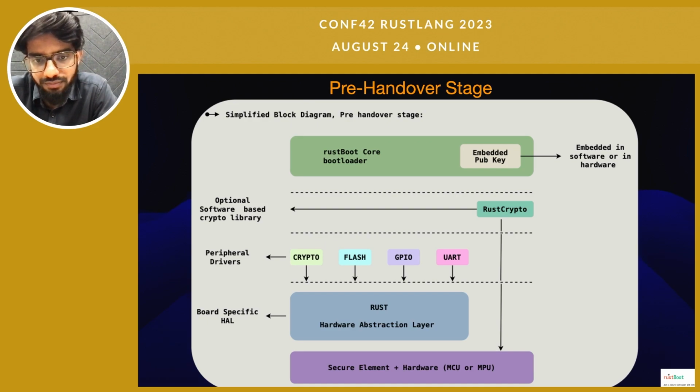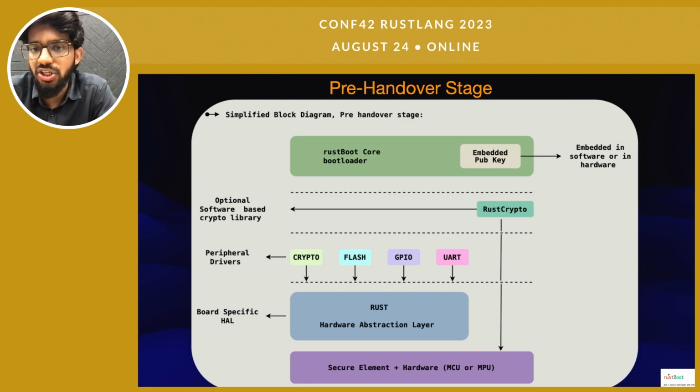So this is your hardware, MCU or MPU. On that you have your HAL layer, which is your hardware abstraction layer. We're gonna have only bare minimum things. We're gonna extract it. Maybe UART, GPIO, flash, and crypto peripherals. Okay, only these things we're gonna make available. We're gonna make the code as small as possible.